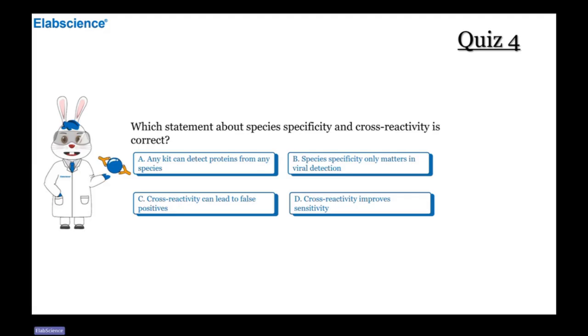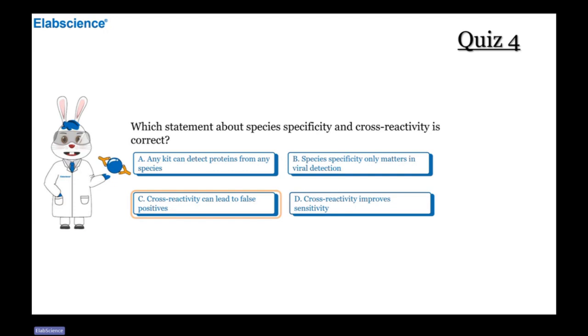We have our winner, Mr. Key. Congrats. Yes, option C is the correct statement: species specificity and cross-reactivity can lead to false positives.